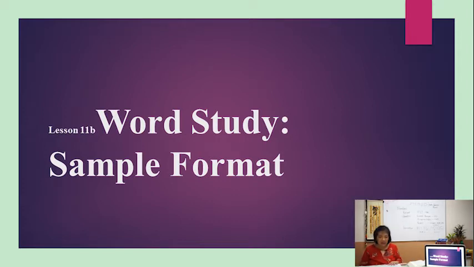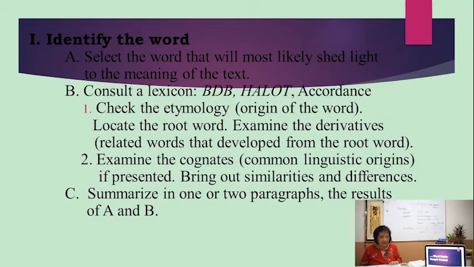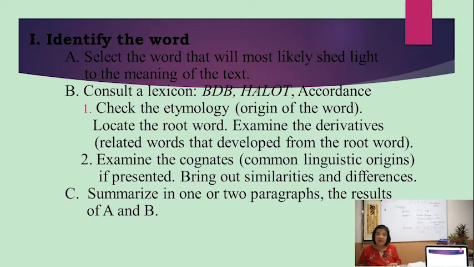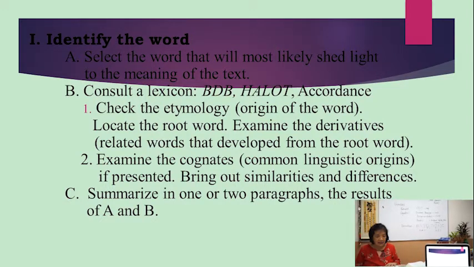So when I'm doing a word study, where do I start? Number 1 is identify the word. Letter A, select the word that will most likely shed light on the meaning of the text that you are studying. Letter B, consult a lexicon, either a BDB, HALOT, or even your Accordance. Number 1, check the etymology or the origin of the word. Locate the root word. Number 2, examine the cognates, common linguistic origins, and bring out similarities and differences. And third is examine the derivatives, related words that develop from the root word.